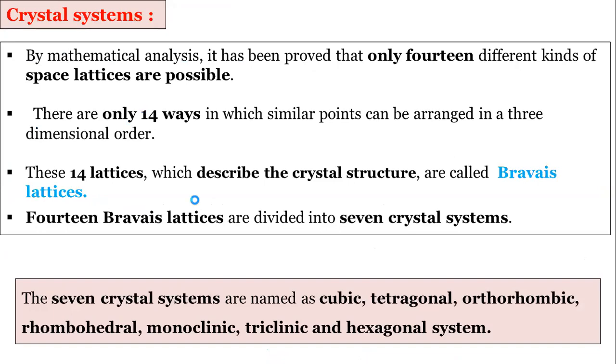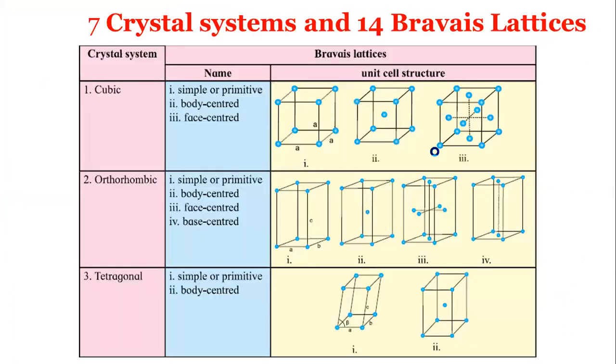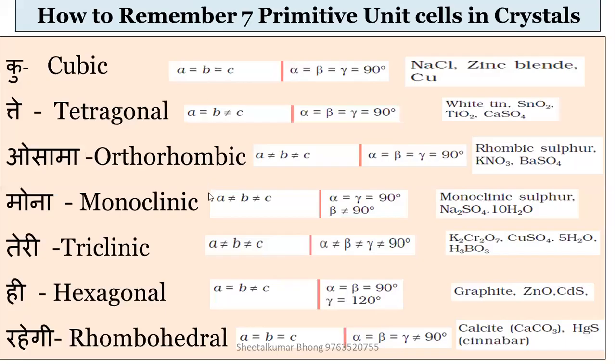Then there are the 14 Bravais lattices, and the 14 Bravais lattices are divided into 7 crystal systems. Also, I have given the idea of how to remember these 7 primitive unit cells. Make a practice of these unit cells, because for competitive examinations the question can be asked in which unit cell the angles alpha, beta are equal to 90 or gamma is equal to 120. So we have to remember these angles for competitive examinations. For board examination, these values are not expected.